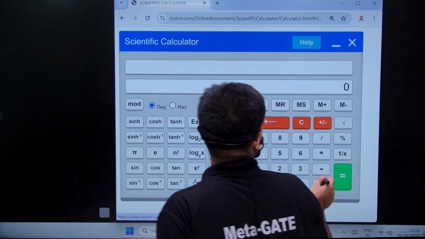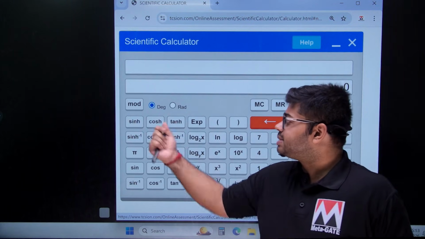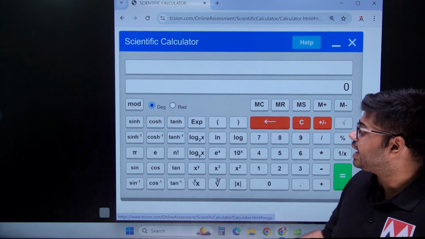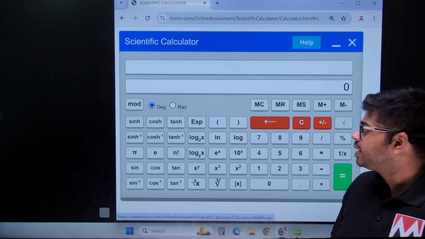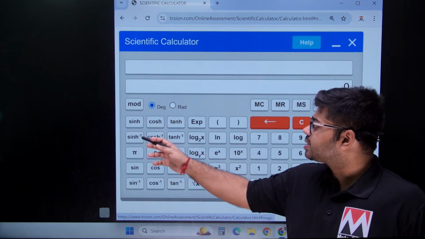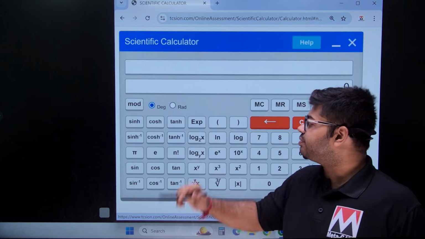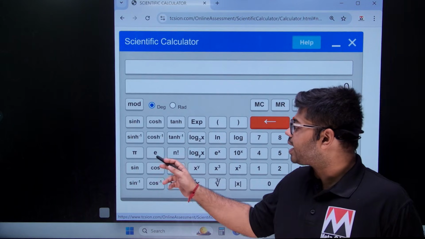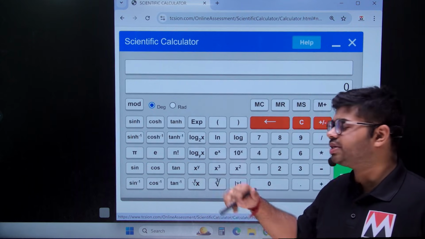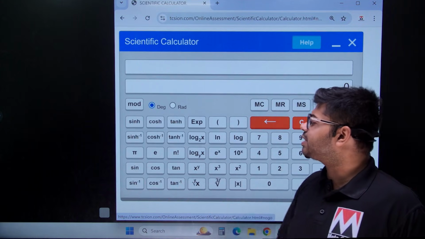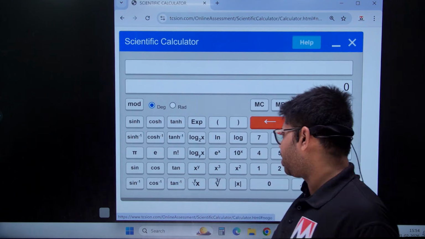Now I want to talk about these functions. What are the functions that are basically available? You have sine hyperbolic, cos hyperbolic, tan hyperbolic. Exponential is there, sine inverse hyperbolic, cos inverse hyperbolic, and tan inverse hyperbolic are also there. Then pi, e and n factorial, sine cos tan, and sine inverse, cos inverse and tan inverse. These are basically the functions that we encounter in our day-to-day calculations, which we will see.